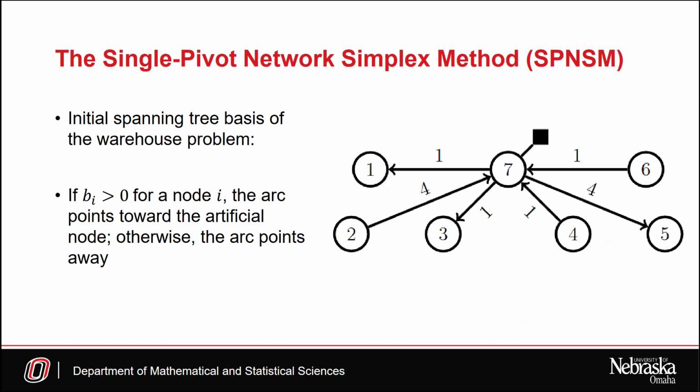If the balance is greater than 0, the arc points toward it. If the balance is less than 0, it points away from it. And it's basically an initial solution for the single pivot method to improve.